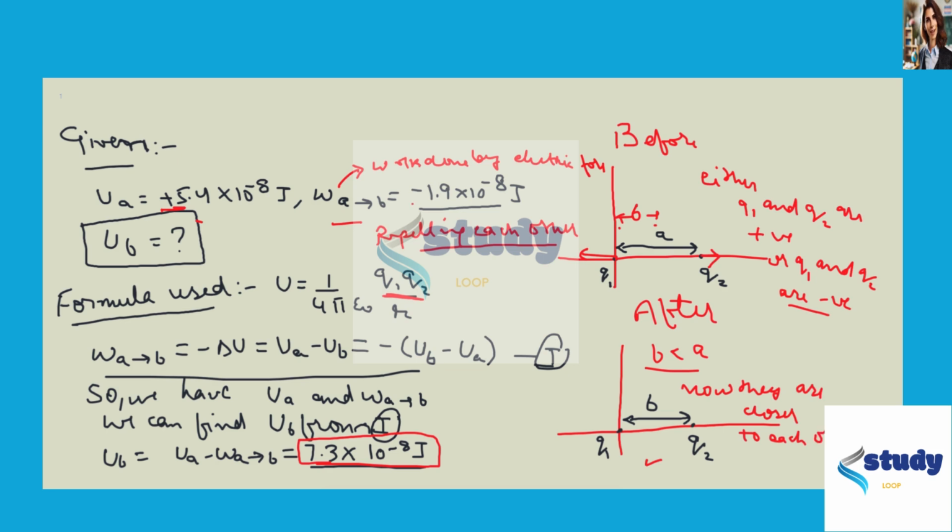This is very important. The sign is very important here. Since this is negative, we have moved the particle from A to B, and now B is lesser than A. Now they are much closer to each other, which means R has decreased. So your U final, or UB, should increase, and it has increased from 5.4 times 10 to the minus 8 joule to 7.3 times 10 to the minus 8 joule. So the potential energy has increased. So that's your answer for this question. Thank you.